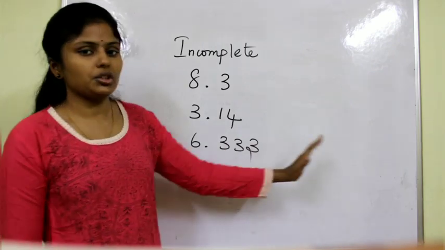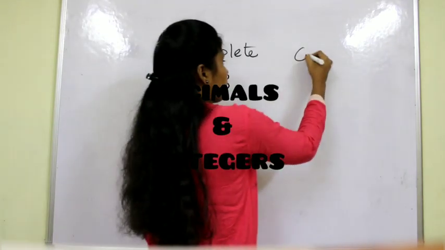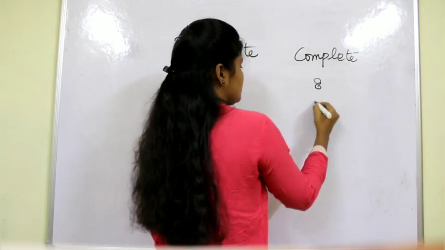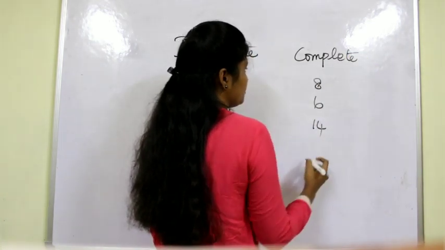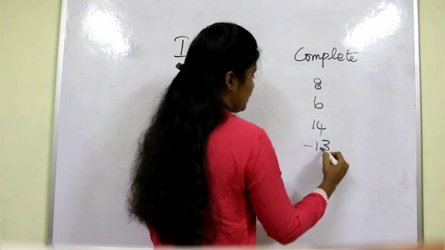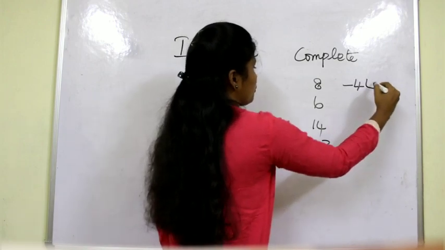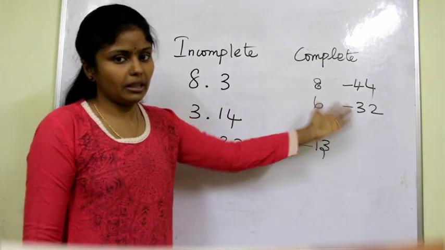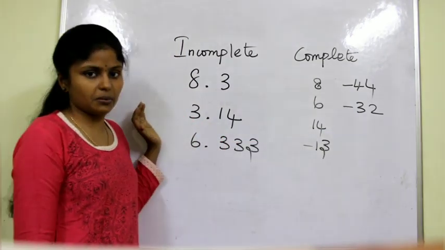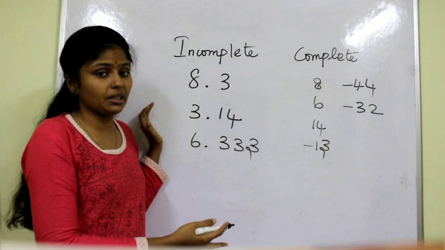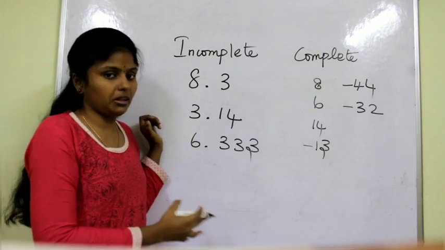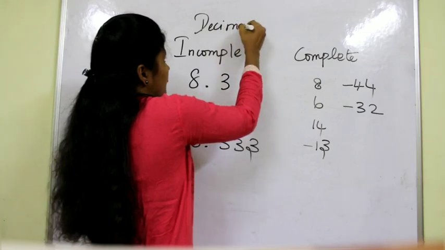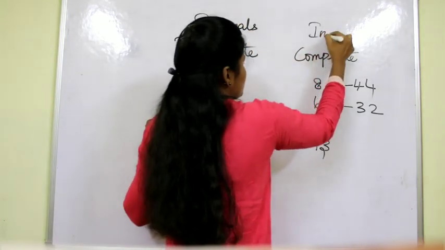So just the opposite of this is nothing but your complete numbers, like 8, 6, 14, minus 13, minus 44, minus 32. These are your integers. These are your decimals. I believe that this visual representation might give you a better understanding of decimals and integers.